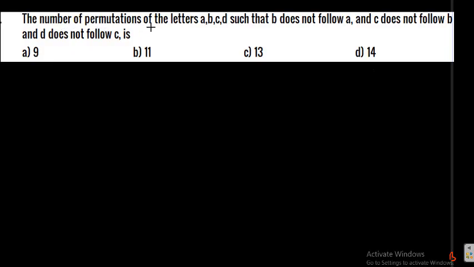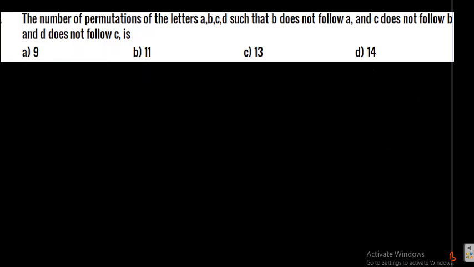The number of permutations of the letters a, b, c, d such that b does not follow a, and c does not follow b, and d does not follow c. So students, by using a, b, c, d, 4 factorial linear permutations means 24 linear permutations. From these 24 linear permutations, you want to remove the permutations so that b follows a and c follows b and d follows c. Such permutations should be subtracted from 24. So remaining are the required permutations, students.